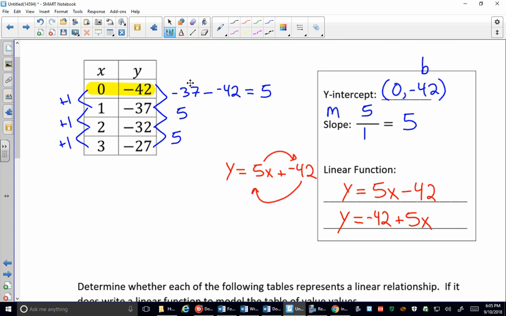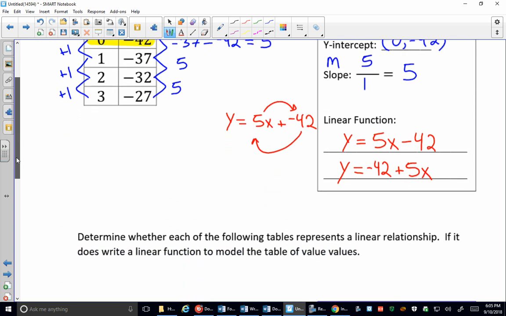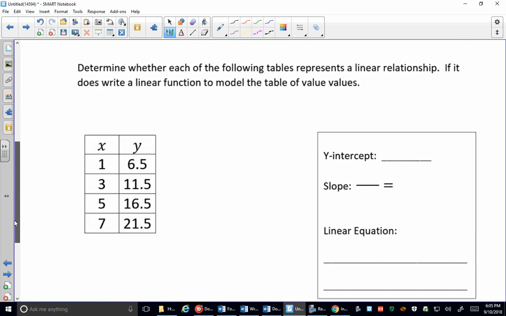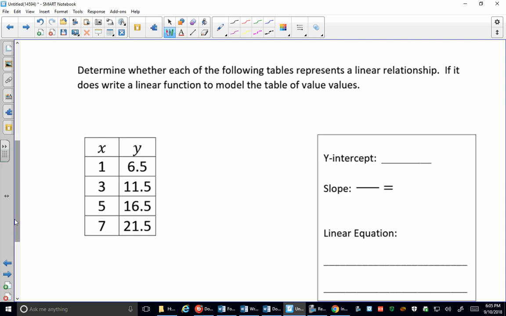Okay, so now it's time to step it up. So we were given a nice, easy counting by ones. We were given the y-intercept. Now we have to determine if it's linear, and after we know that, then write the equation. What I want you to notice, we're missing the y-intercept here. So can't say anything about that yet.